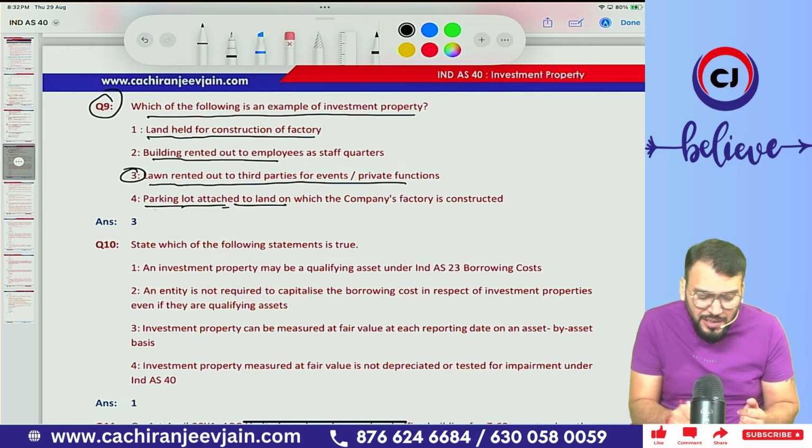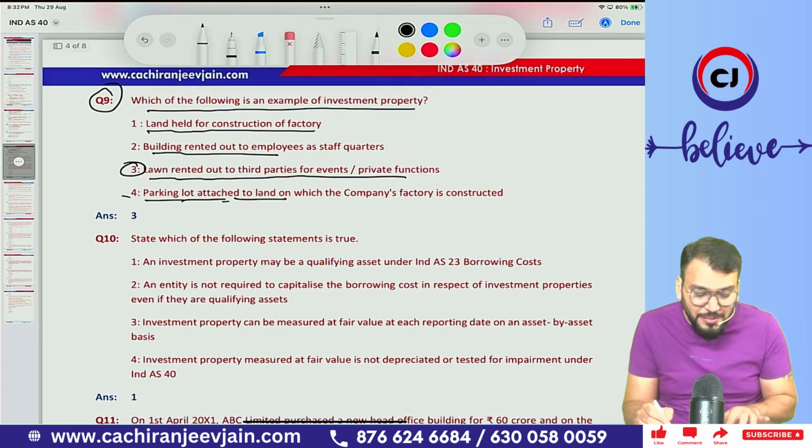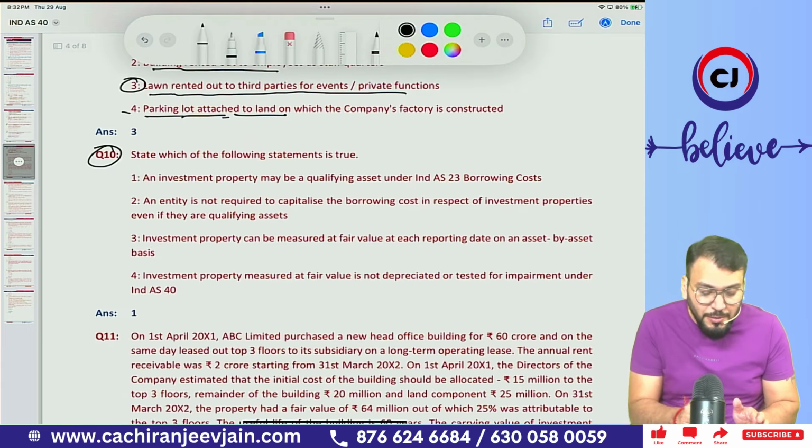Parking lot attached to land, this is also not investment property. Option number 3 is correct. Chalega? Yes, sir. Coming to question number 10, state which of the following statement is true.